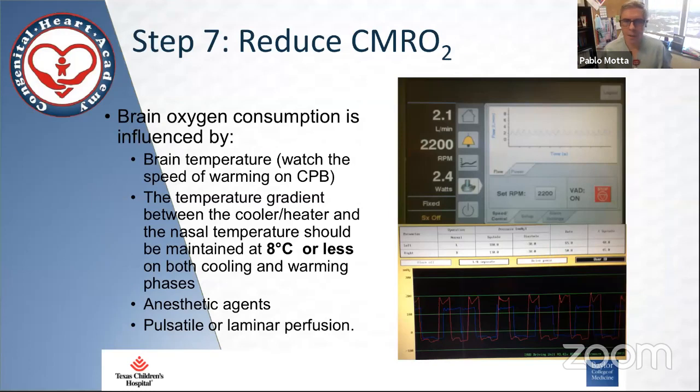The other thing that we look into is how much the brain is consuming. On and off bypass, we're very careful cooling and rewarming the patients, trying to make an even cooling and even warming, keeping a gradient less than 8 degrees centigrade. So we allow a good cooling and protecting of the brain, and even warming as well. What the anesthetic levels are, we have decreased NIRS, maybe the patient's too light, maybe the patient's inadequately sedated in the ICU.